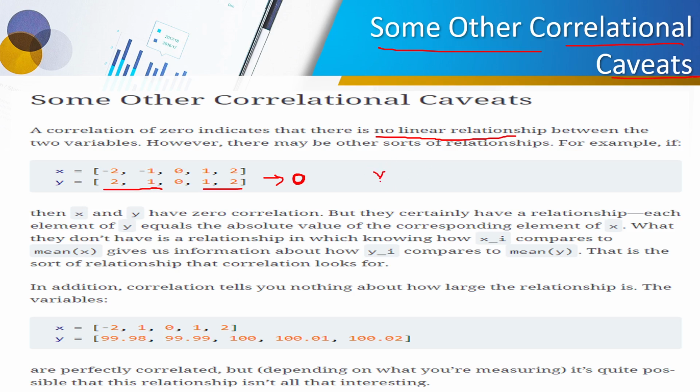But it is not the case that there is no relation. What will you say? Y is nothing but the mod of X. Yes or no? If you see properly, if X is -2, Y is 2. If X is -1, Y is 1.